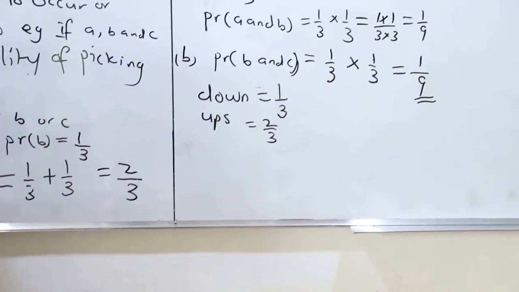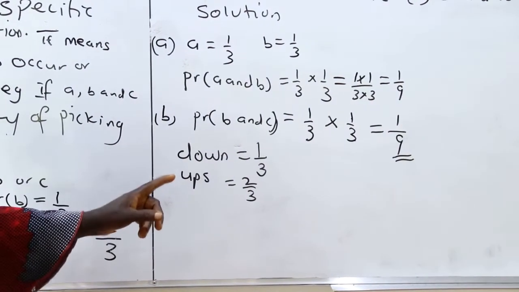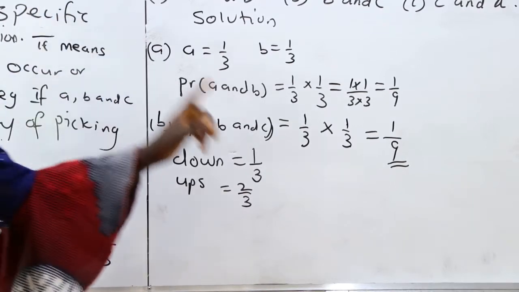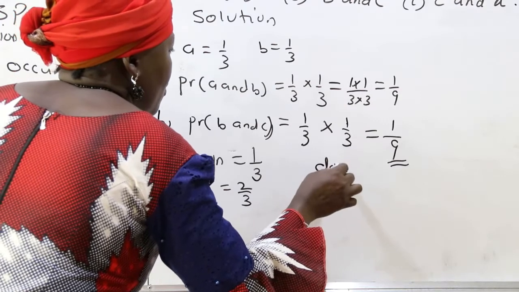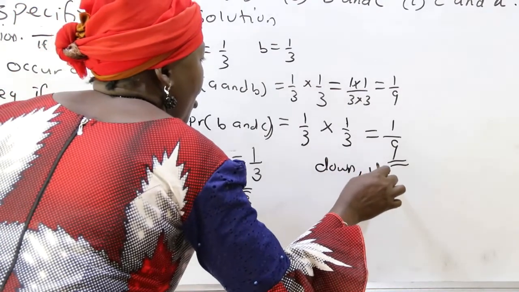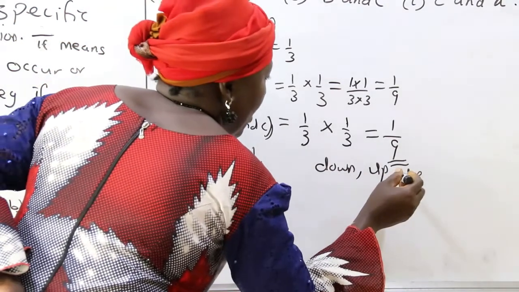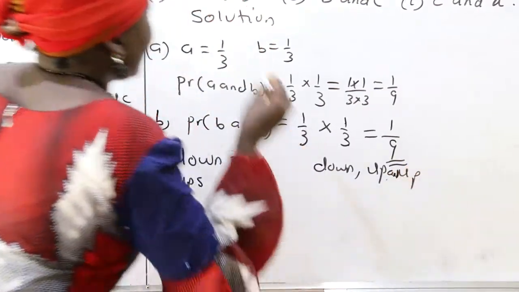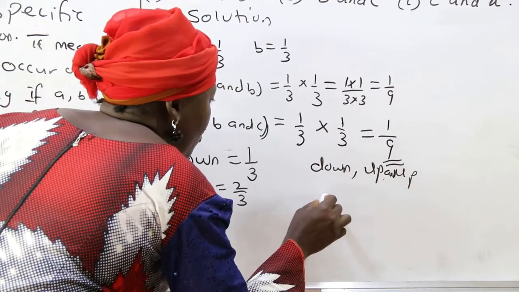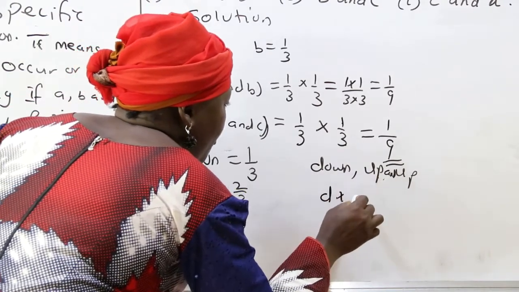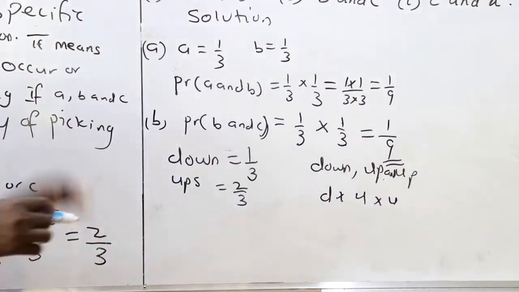Okay? So it means we have down, comma, up, comma, up. That is how the question would be. Down, comma, up, comma, up. Up and up. I will say up and up, because we are treating and. So it means that we are going to have the probability of down times the probability of up times the probability of another up. And there are 3 in number.